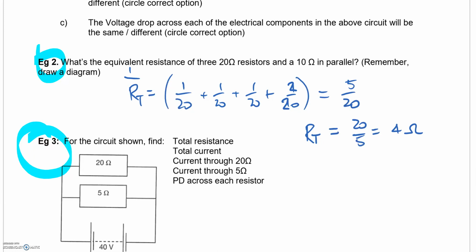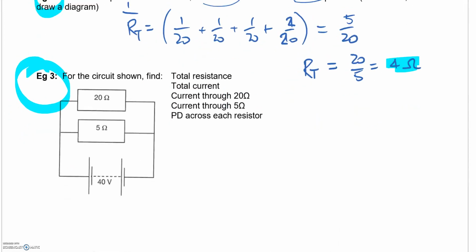And so the inverse of that, of course, is 20 on 5, which gives us 4 ohms. So what it's saying is if I've got 3 20 ohm resistors and a 10 in parallel, I could replace all of those with a single 4 ohm resistor, and it wouldn't make any difference at all. It's all good. Okay, let's hit example 3.